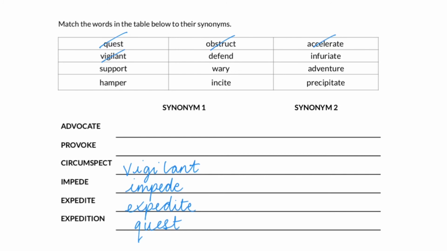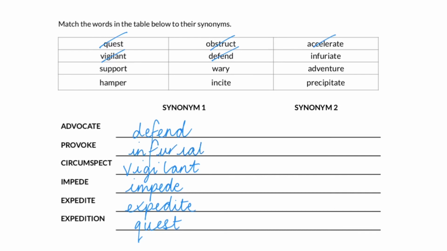Defend. What does that mean? So if you're sticking up for someone, you're defending them, or you're speaking up for them. So defend goes with advocate. Remember, there are two ways to say this word. There's advocate, that's a person that defends someone, and then advocate, which is the verb. We're talking about the verb in this case. Infuriate. So remember, fury, that's to make someone angry, which would be provoke.